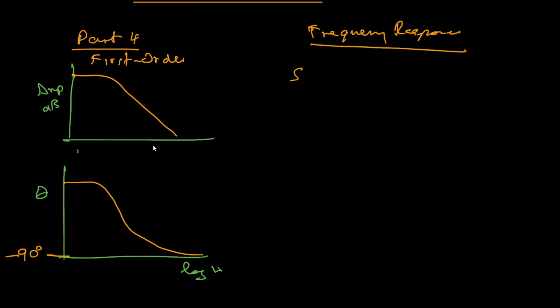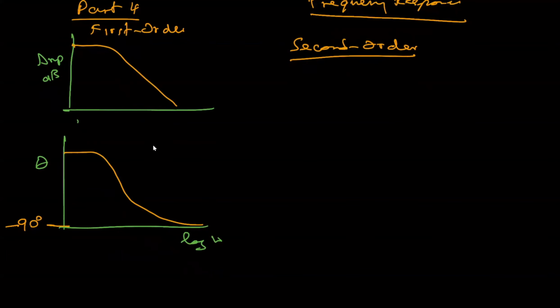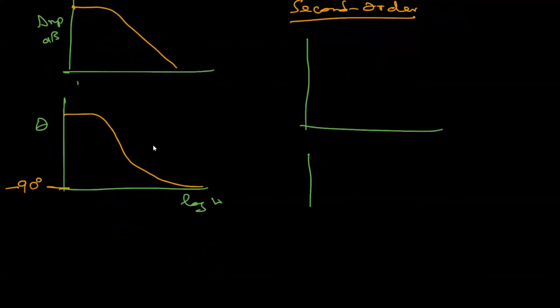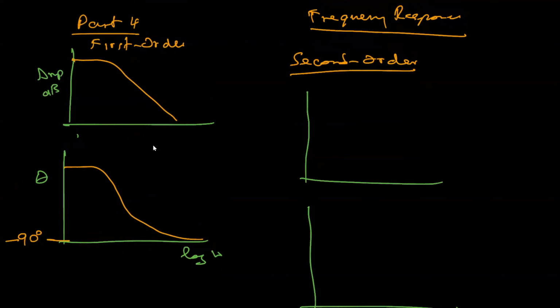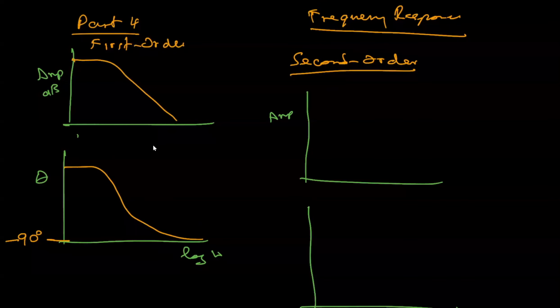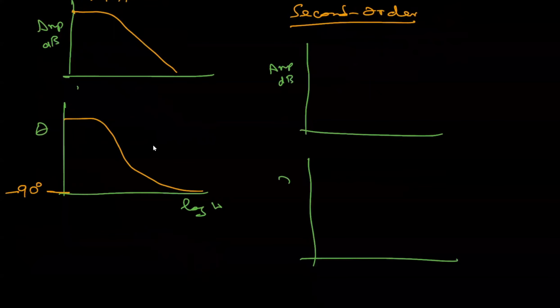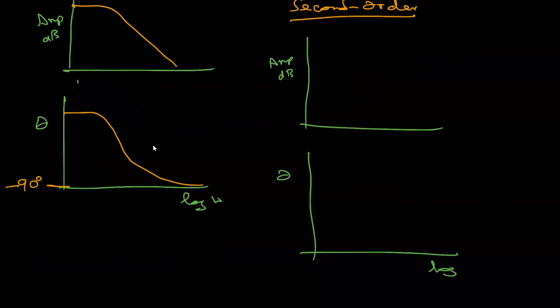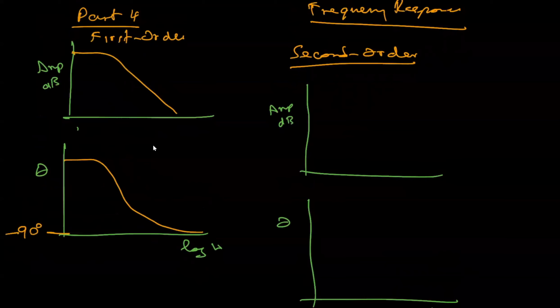What about a second order system? That's a lot more interesting. So let's do the same plot for a second order system. The two plots again. That's going to be the amplitude, in decibels. This is going to be the phase, and we've got log frequency on both axes.